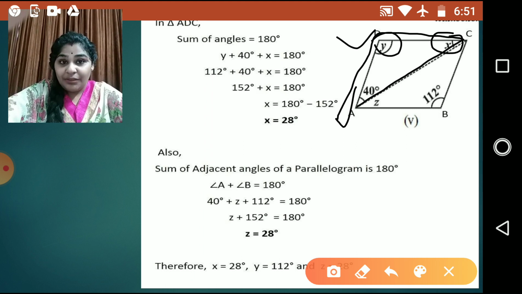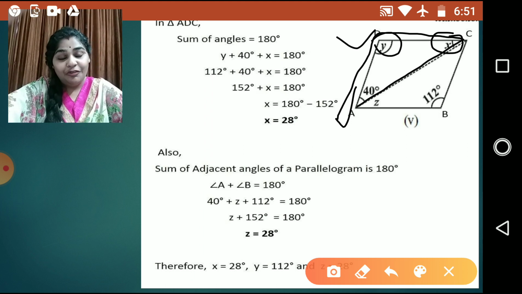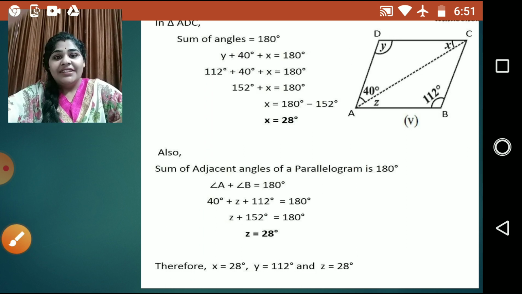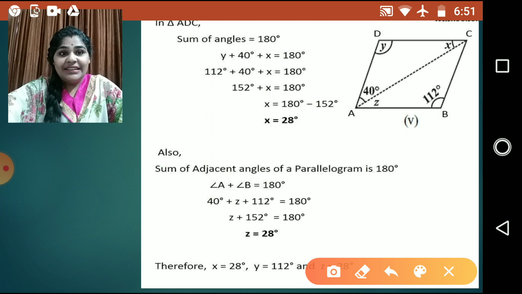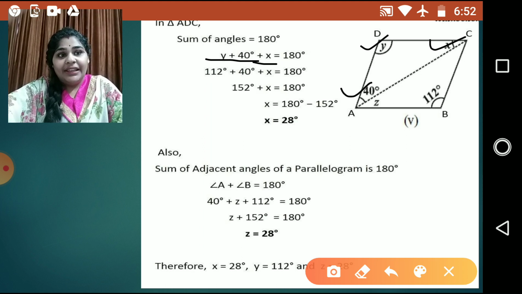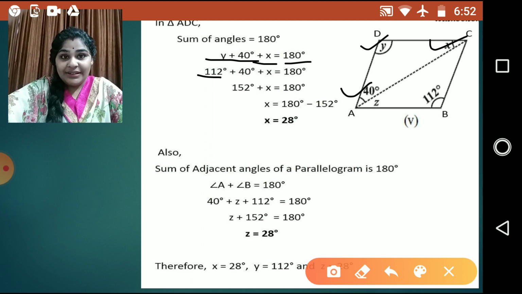So we can use here the property of a triangle, that sum of all angles in a triangle is equal to 180 degree. So let us substitute things. Now here you can see Y plus 40 degree plus X in triangle ADC is equal to 180 degree, right? So Y is nothing but 112 degree plus 40 degree plus X is equal to 180.